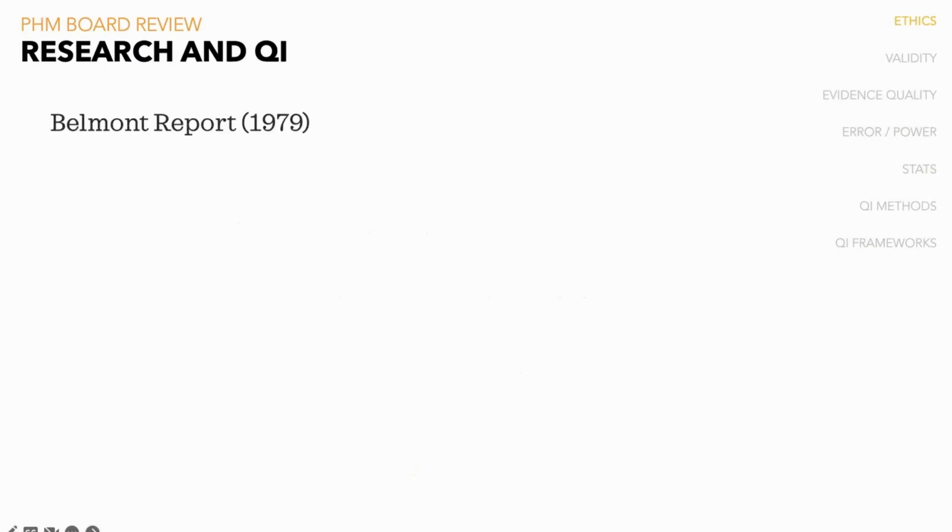This led to the passing of the National Research Act of 1974, which led to the writing of the Belmont Report. The Belmont Report specifies three principles for the ethical conduct of research with human subjects. That includes respect for persons, beneficence, and justice.